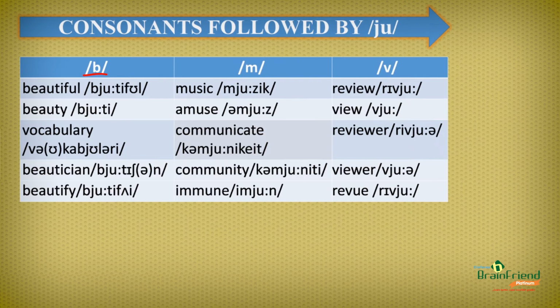For the b sound, we have beautiful, beauty, vocabulary, beautician, and beautify. For the m sound, we have music, amuse, communicate, community, and immune. Going on for the v sound, we have review, view, reviewer, viewer, and review.